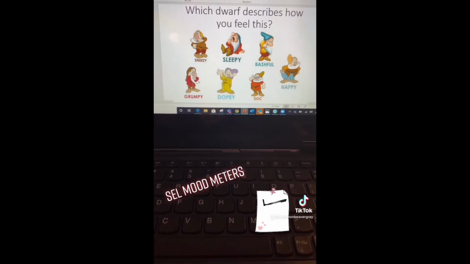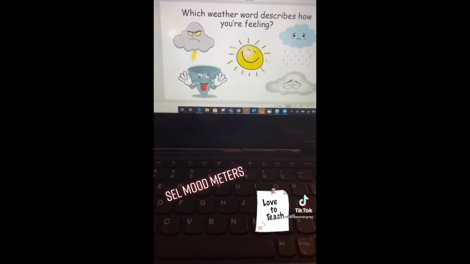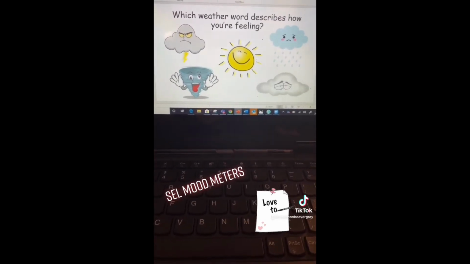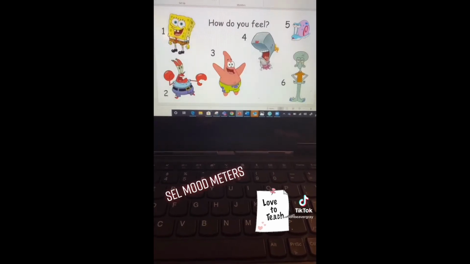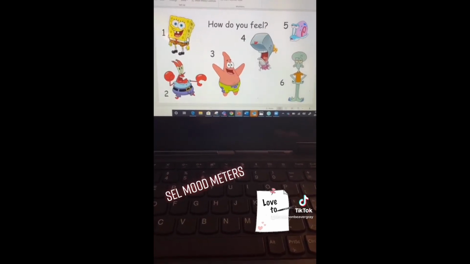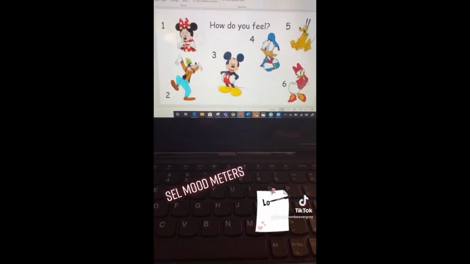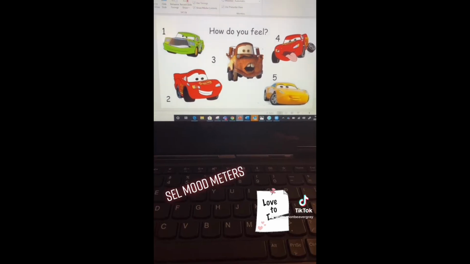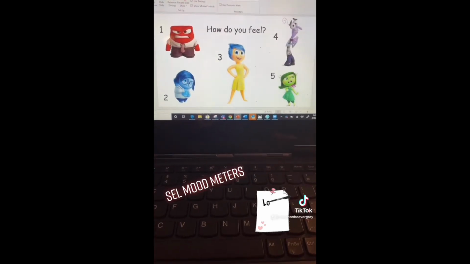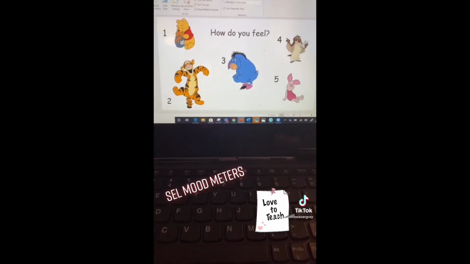Here we have the seven dwarfs. Here's one on weather because we're doing a weather unit. I tried to pick things the kids were interested in, and I tried to do different pictures that would show emotions like being happy, being sad, being nervous, being sleepy, hungry, shy.